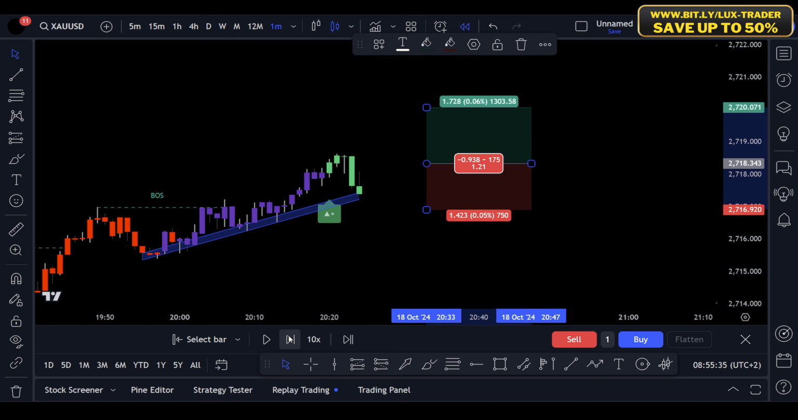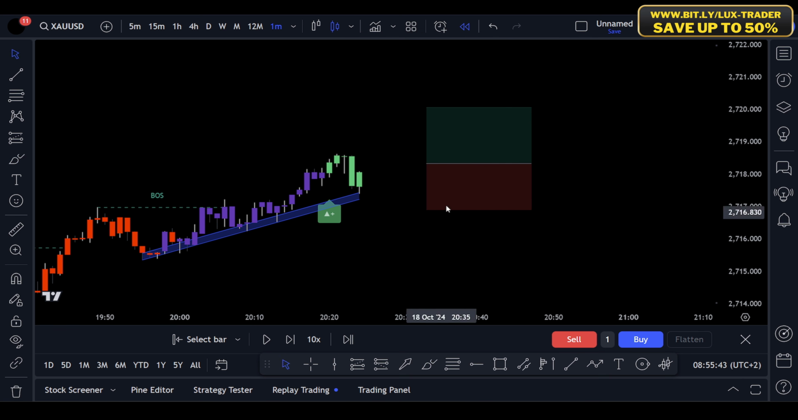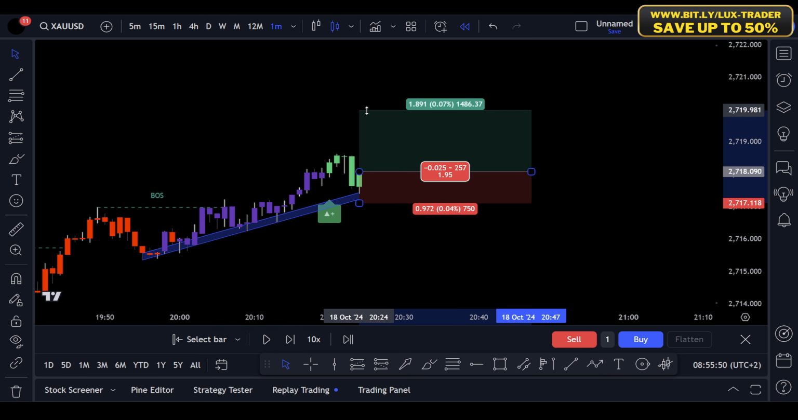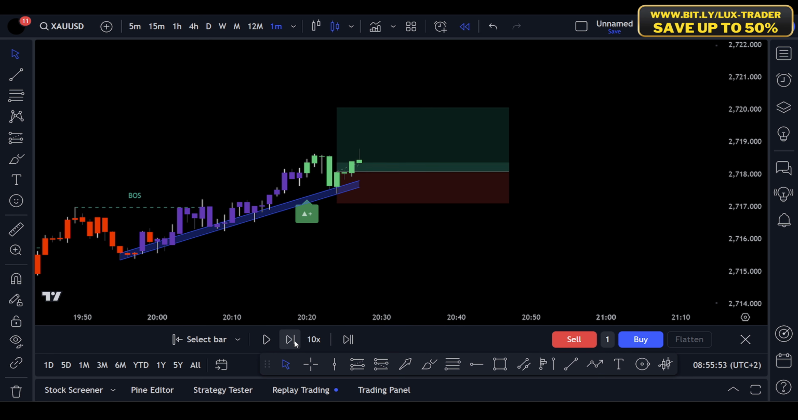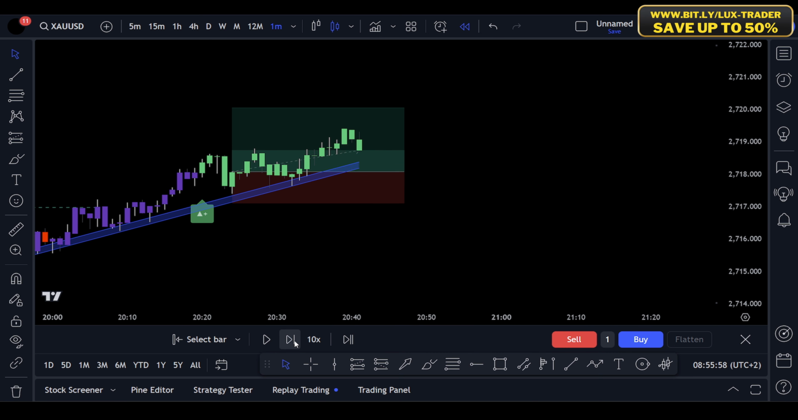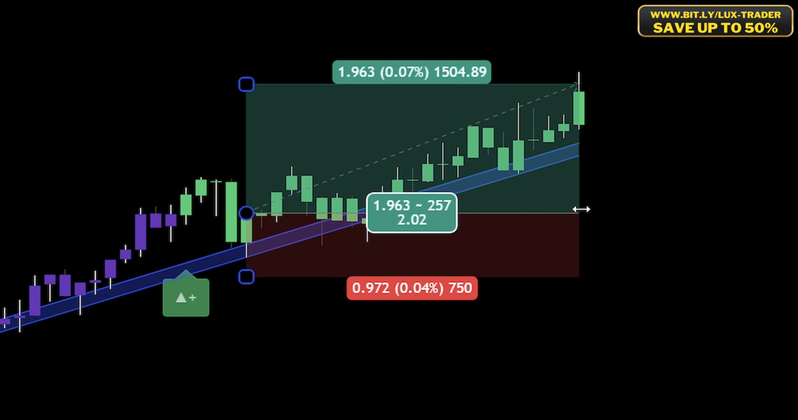Also keep in mind that these conditions don't have to happen in the exact same sequence. For example, the BOS label can appear after the buy signal, and it would still be valid. Once you're ready to enter, set your stop loss just below the trend line or the recent swing low. For your take profit, I recommend using a 1-to-2 risk-reward ratio to maximize potential gains.